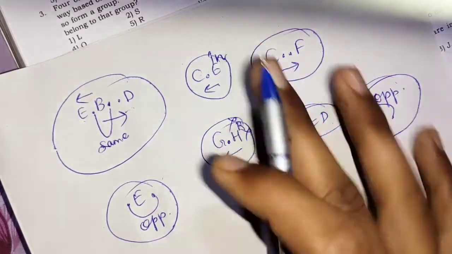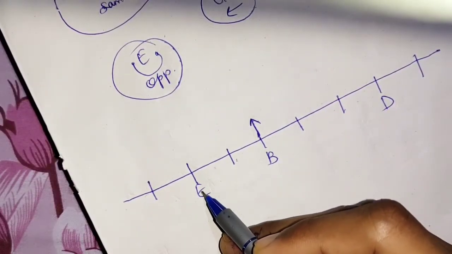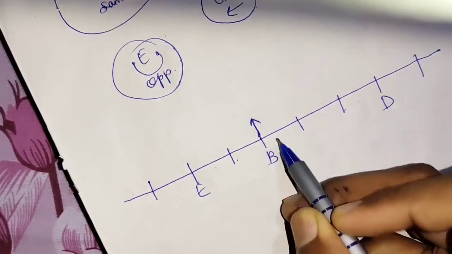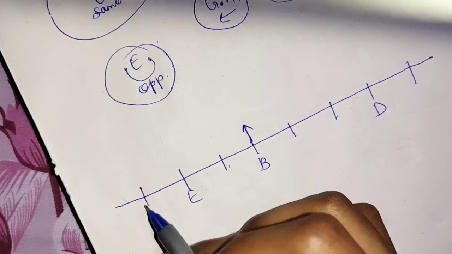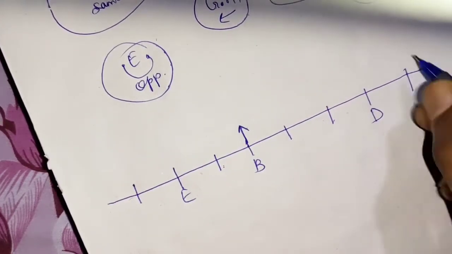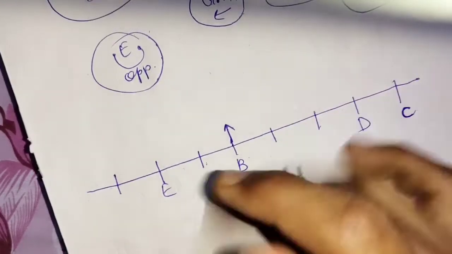C is second to the left of E. So at a gap of one person from E, C cannot be placed here. So the only place left for C is at a gap of one person. Here we will go like this, and C will be placed here. No other place for C.